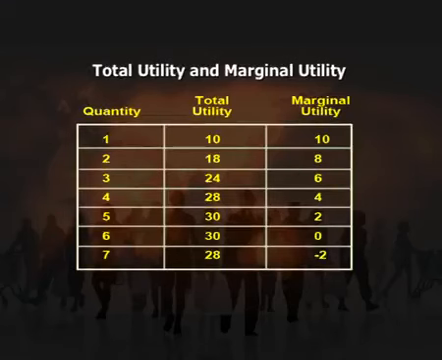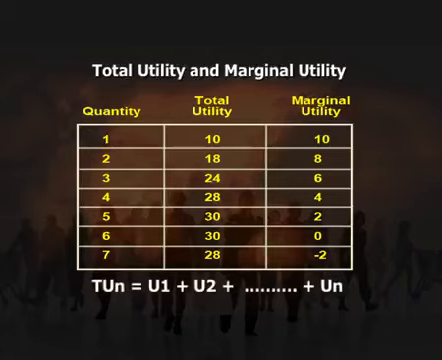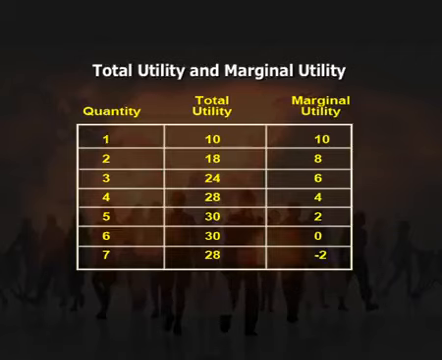Let us see the table of total utility and marginal utility. In this table, TU is calculated by adding the successive marginal utilities of all the quantities of the good consumed. In other words, we can say TUn = U1 + U2 and so on up to Un. The relationship between TU and MU can easily be explained with the help of the table and diagram.